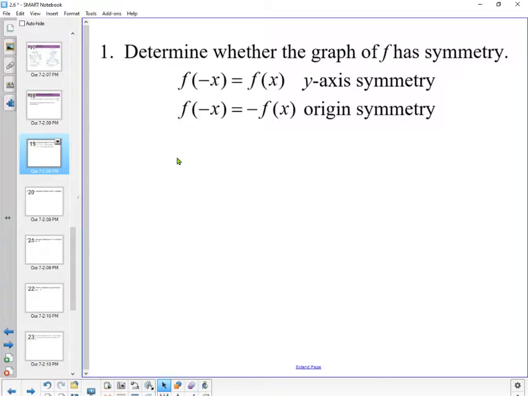Do you say anything more about symmetries? How do you find them? You plug in negative x's. So if you have a function, and you plug in the negative x and you get back the same function, then you have y symmetry. When you have a function and you plug in the negative x and the whole function changes signs, then you have origin symmetry. What about the no symmetry thing? That means that some changed and some did not change.